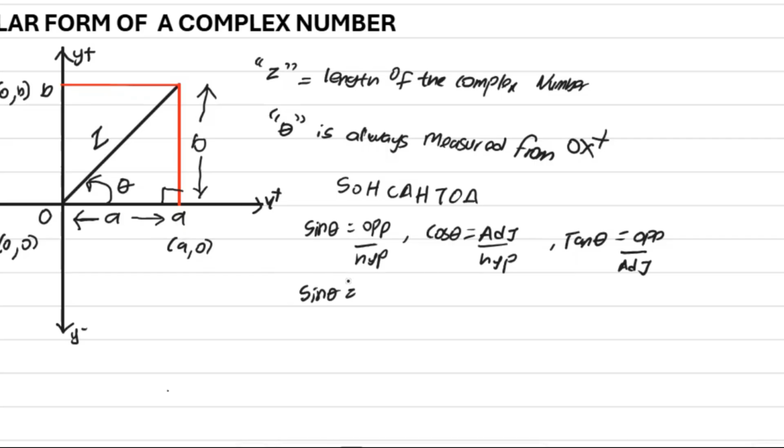Now, since sine theta is opposite over hypotenuse, it means that sine theta will give us our opposite from this diagram. The side facing the theta angle is our side B. So this will give us what? B over our hypotenuse. Our hypotenuse is what? Our hypotenuse, that is z.